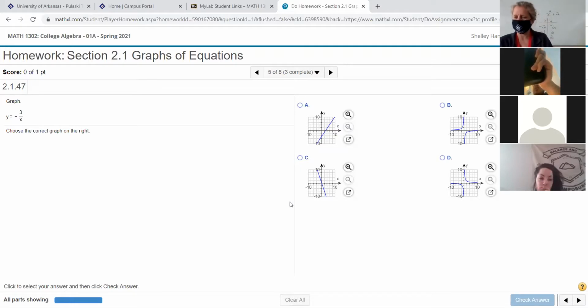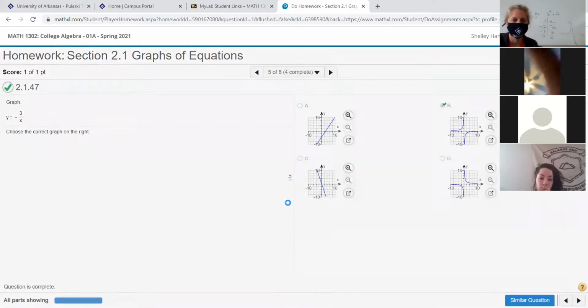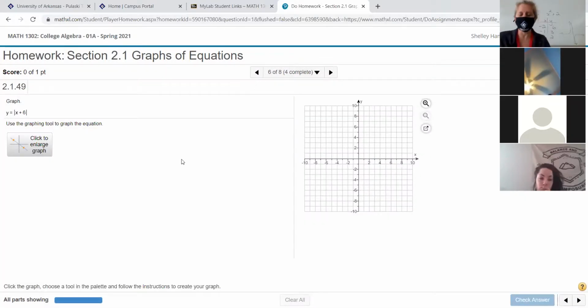So let's see. This one has that shape right there. Okay, which looks like it would match what? Looks like B in this situation. Good. Okay, good. Here's what I wanted to get.